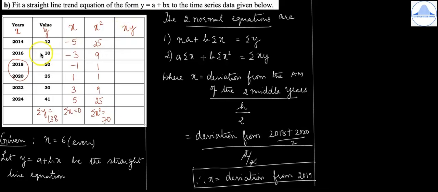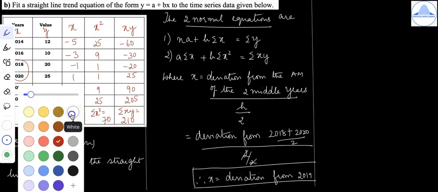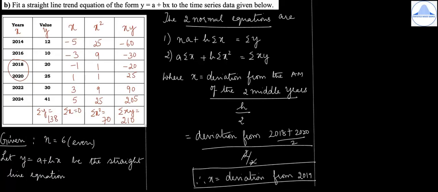Next find out xy. So 12 into minus 5 is minus 60. 10 into minus 3 is minus 30. Then minus 20, 25, 90 and then you will get 205. Now as there are negative values, you be careful in the calculations. So you'll get summation xy is equal to 210. Now what we have to do is substitute all the totals in the two normal equations and then find out what is a and b.